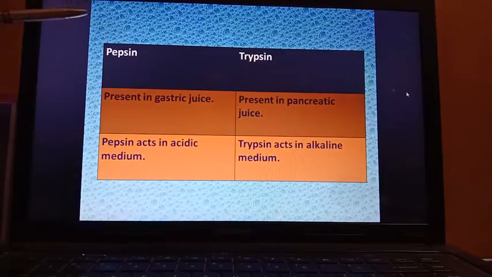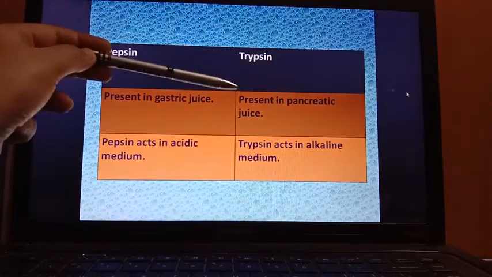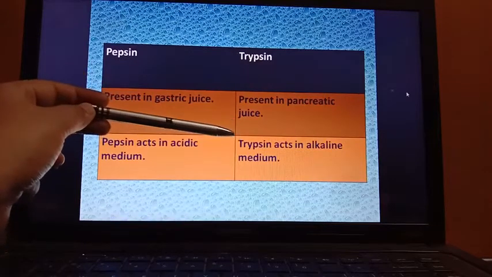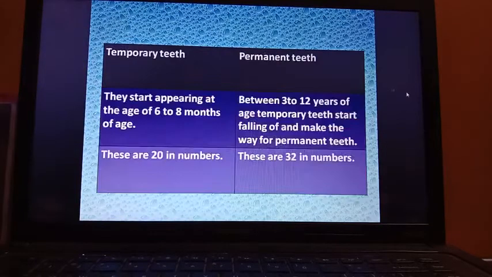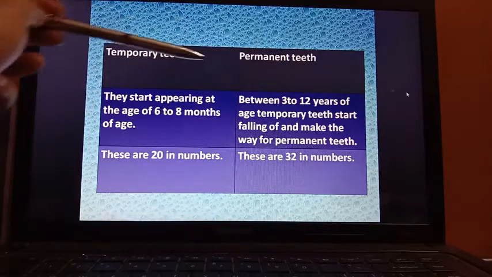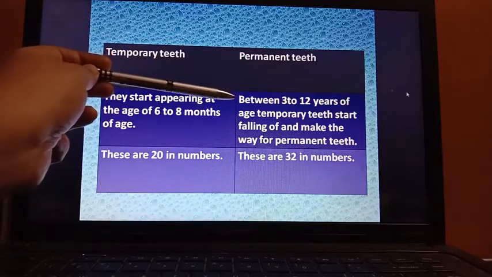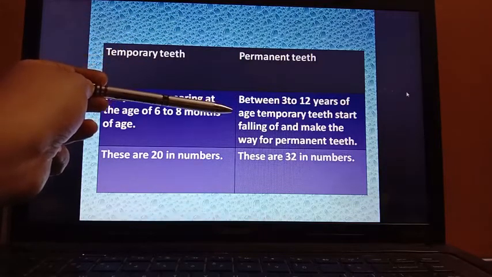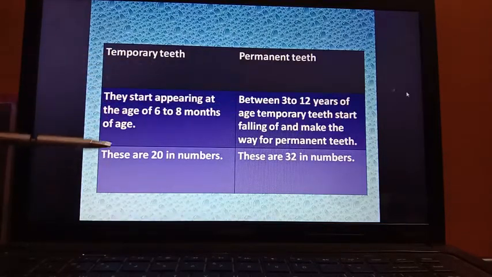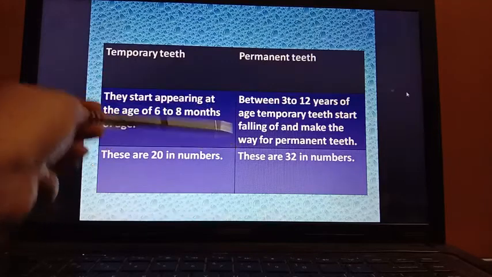Next difference is in between the enzyme pepsin and trypsin. Pepsin is present in gastric juice, trypsin is present in pancreatic juice. Pepsin acts in acidic medium, trypsin acts in alkaline medium. Next, temporary teeth and permanent teeth. Temporary teeth start appearing at 6 to 8 months of age. Permanent teeth appear between 3 to 12 years of age. Temporary teeth start falling off and make way for permanent teeth. Temporary teeth are 20 in number. Permanent teeth are 32 in number.